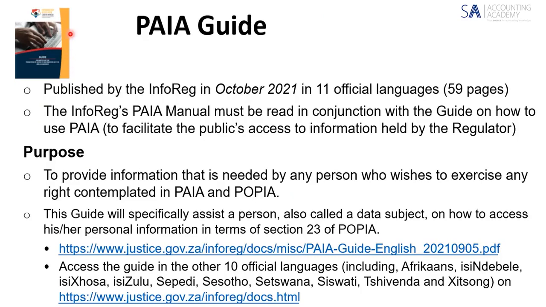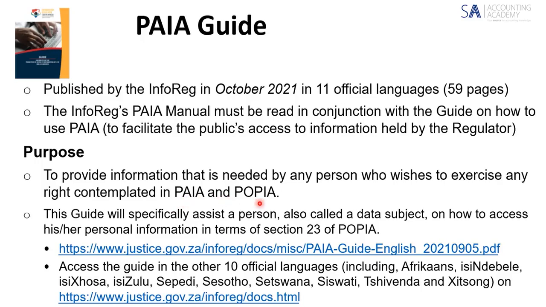The PAIA guide, there's a small little screenshot of what it looks like, but you'll see it looks very much the same. All the Information Regulator's documents are branded. All right. The PAIA guide was issued in October in all 11 official languages. So 59 pages is this document. All right. The PAIA manual must be read in conjunction with the guide. And the reason why they've given us the guide is to give information to people who need to exercise their right. Now, they talk about the right contemplated in PAIA and in POPIA.